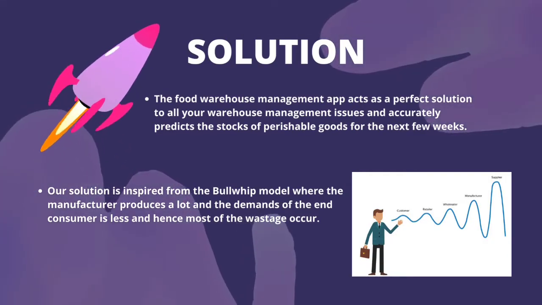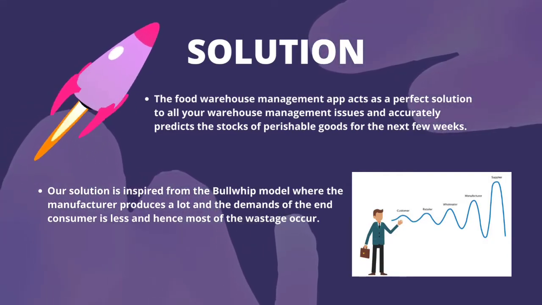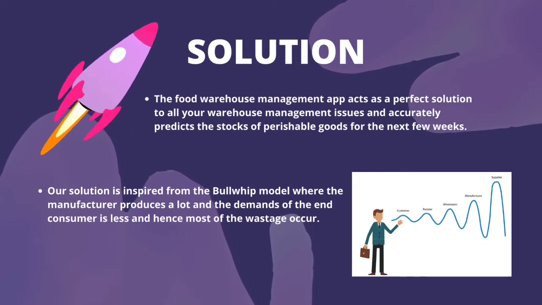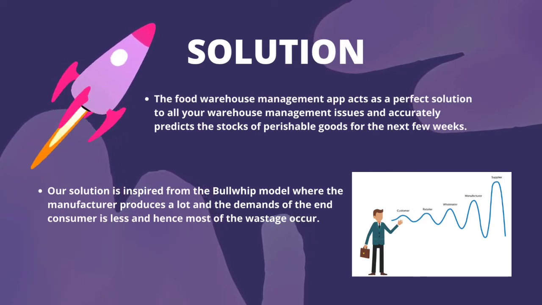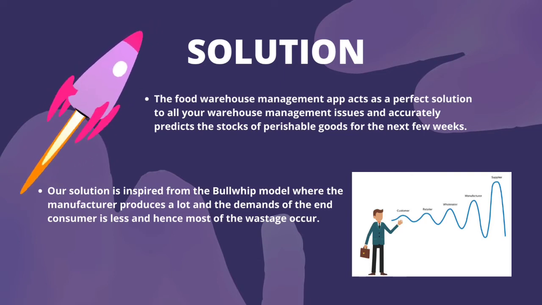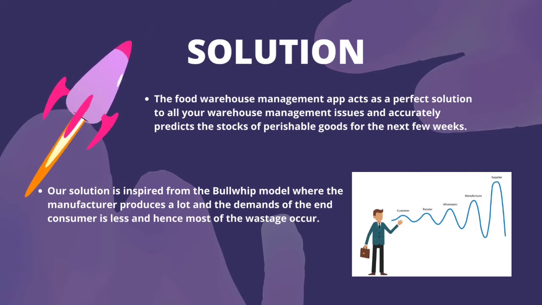The solution is that the Food Warehouse Management System app acts as a perfect solution to all your warehouse management issues and accurately predicts the stocks of perishable goods for the next few weeks. Our solution is inspired by the bullwhip model, where the manufacturer produces a lot and the demand of the end customer is less, and hence most of the wastage occurs. We want to reduce this difference in demands.